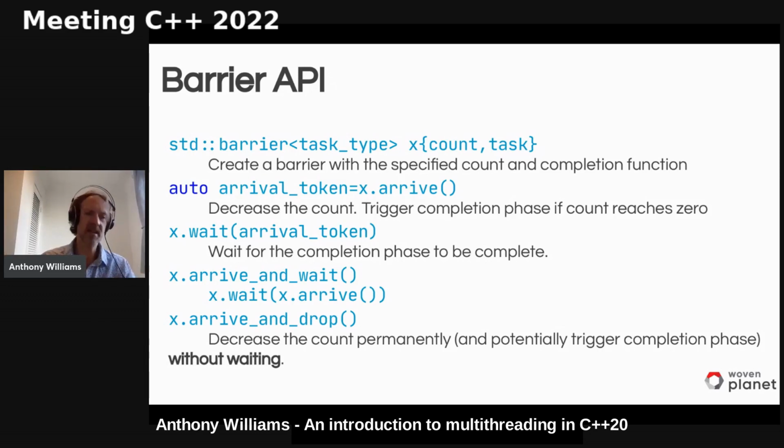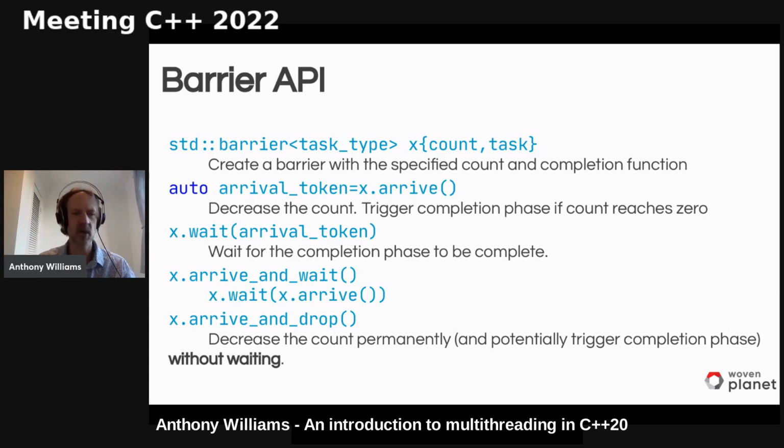Then when you want to wait, you pass your arrival token into wait, and that waits for the completion to be finished. There is this arrive and wait function, the same as we had on the latch, which combines both. It does the arrive, it immediately passes that token into wait. There might now not be a token because it doesn't need to do the split, but it has the same semantics. And then there's this arrive and drop, which says I'm going to decrease the count, which might potentially trigger the completion phase, and then not wait.